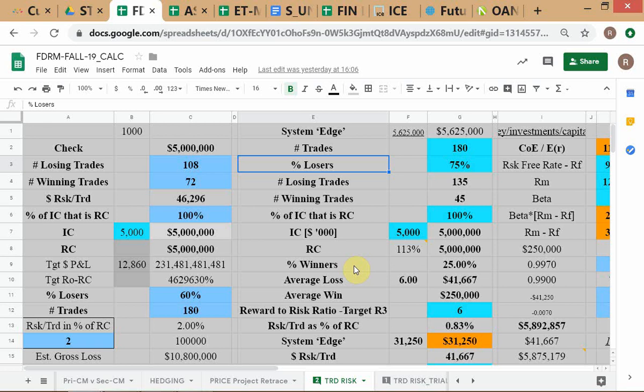Yeah. Multiplied R3 into the average loss. If you see average win, yes. No, you don't multiply here. One minute. Let's look at this. How do you arrive at average win?